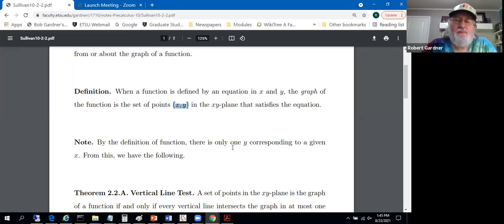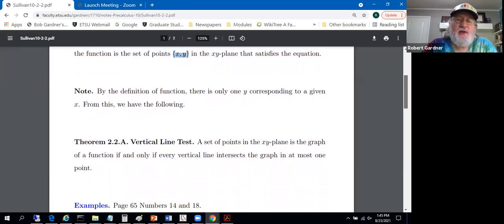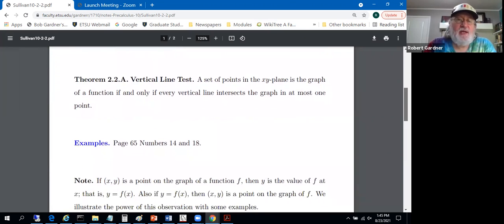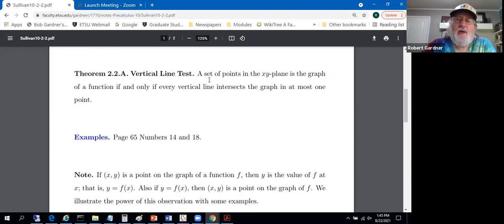By the definition of function, there's only one y corresponding to a given x. And we've mentioned this previously in the very definition of function. Each x value in the domain is associated with exactly one y value in the range. And this leads us to the geometric idea of the vertical line test. I'll state it as a theorem. A set of points in the xy plane is the graph of a function if and only if every vertical line intersects the graph in at most one point.